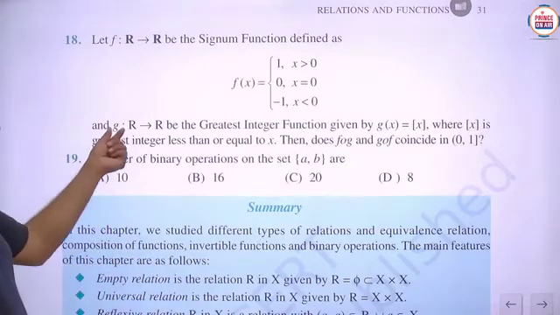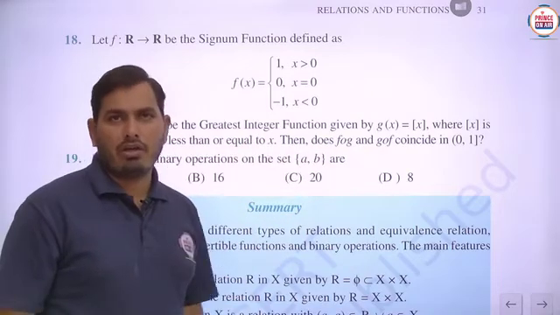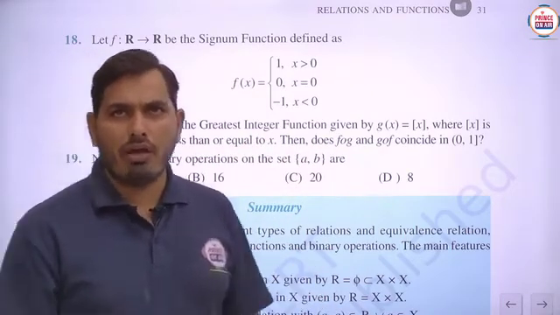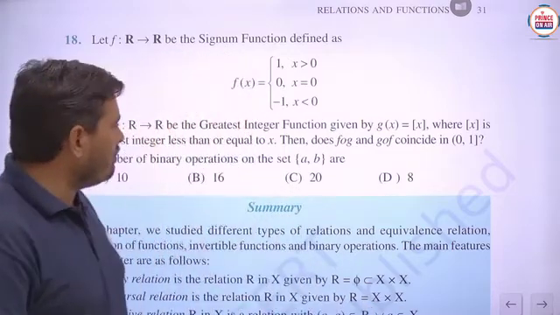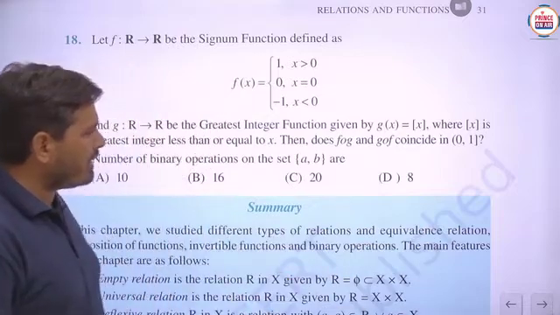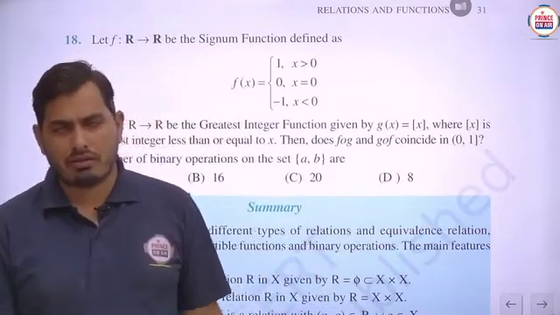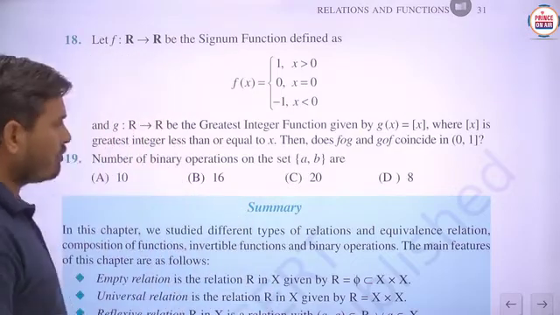Now let g: R to R be the greatest integer function. Each and every student knows very well about the greatest integer function also. Now in this question, do fog and gof coincide in the interval (0, 1] or not? Just we have to check this thing. Is it clear? So I think the question is clear.